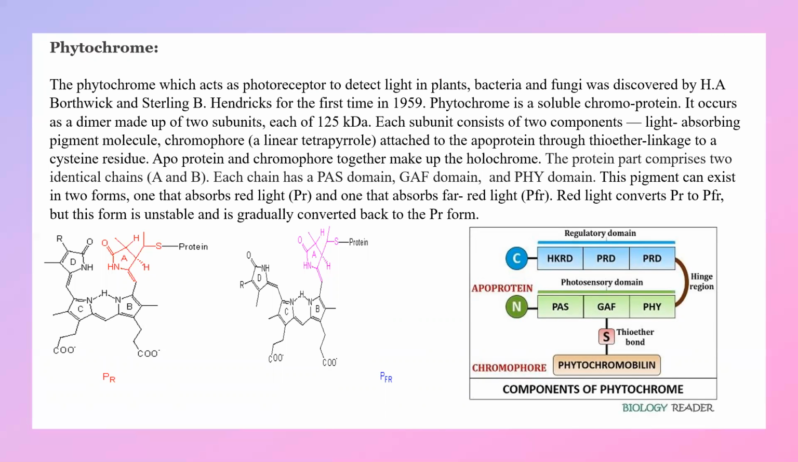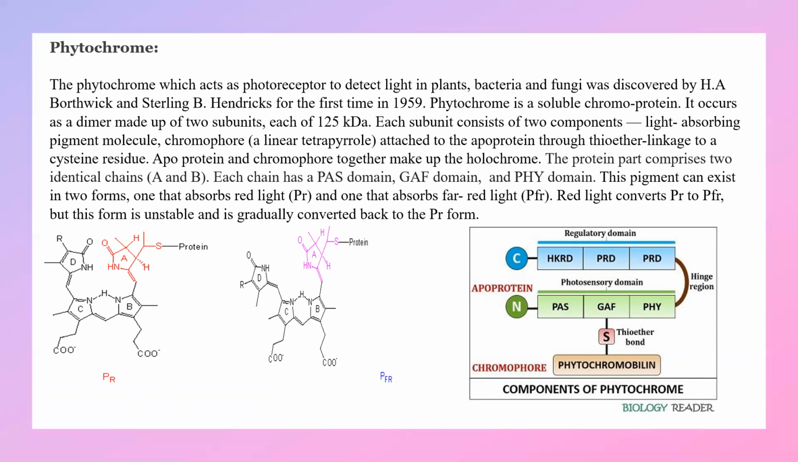Phytochrome. As we know, by this time, phytochrome acts as a photoreceptor. It detects light in plants, bacteria, and fungi. It was discovered by Borthwick and Hendricks for the first time in 1959. Phytochrome is a chromoprotein and it occurs as a dimer.